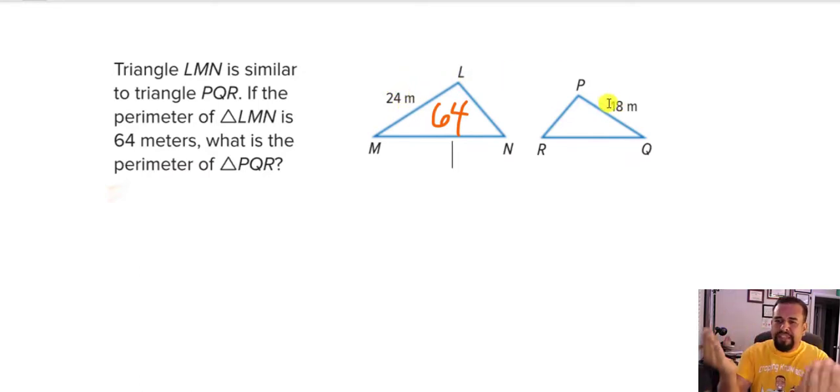Notice that the shape is a mirror reflection, so it's reflected.